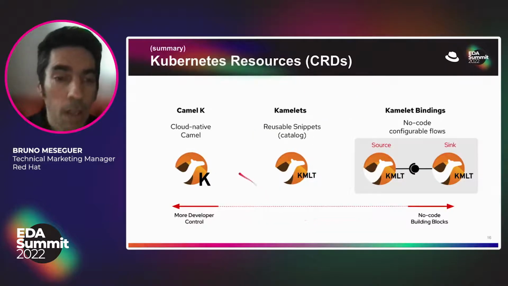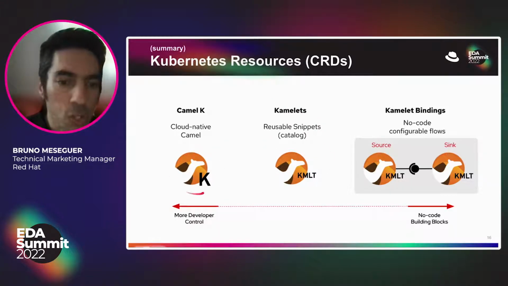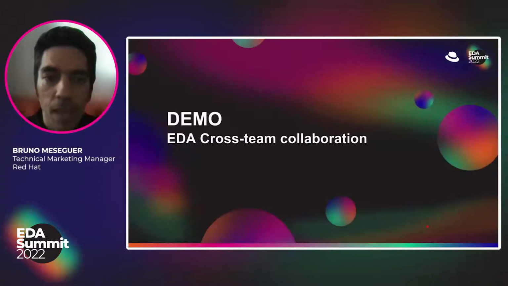To summarize it all, we have Camel K, the cloud-native Camel integration framework. This is more for developers, with full control over all the features that it has. Then we have Camlets, reusable snippets that we can use in our definitions in Camel K, or bind together in Camlet bindings. Remember, these are no-code configurable flows anyone can define, and with these, you can define integration flows, right? And with all of that, I think I've introduced all the concepts, and we can pass to the demo that is fully event-driven.